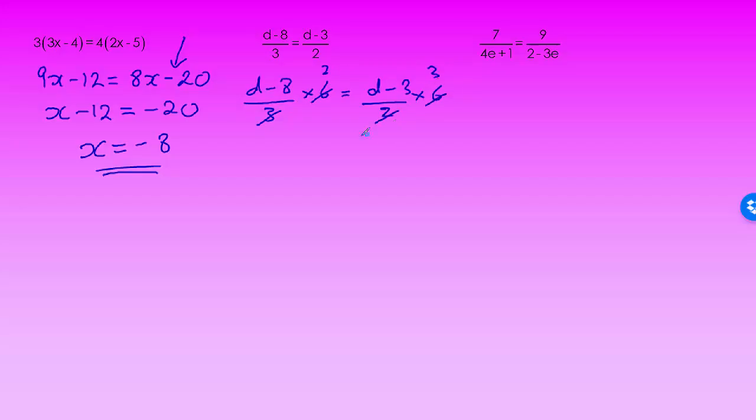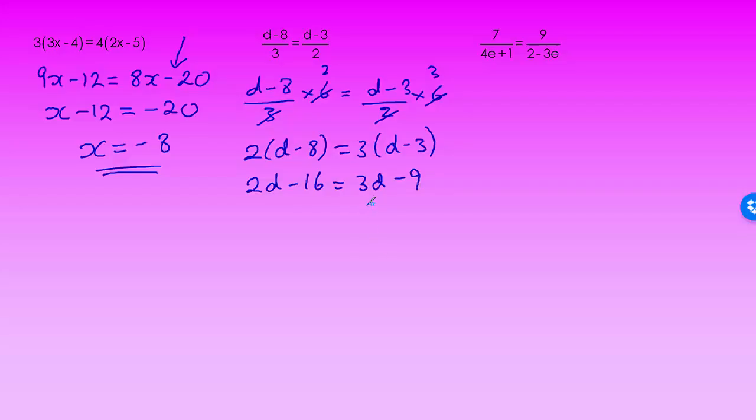and here. Now be careful, this 2 needs to multiply all of the d minus 8. So the way to do that is put the d minus 8 in a bracket. And the same here. The 3 multiplies all of the d minus 3. Now expand out. 2d take away 16 is 3d take away 9.